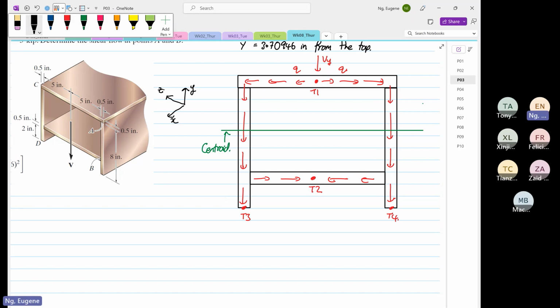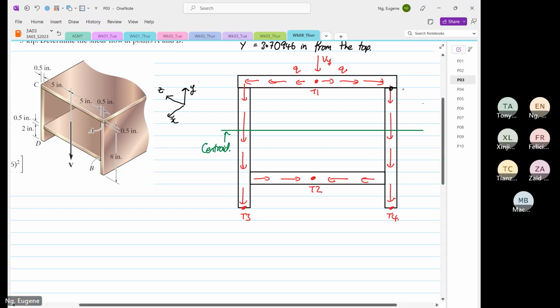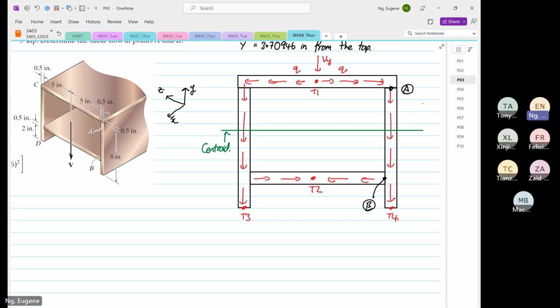So the location of point A is over here. And the location of point B is over here. Right? So that's where the question gets interesting. Okay. Point A is straightforward. So if we were to do the first moment of it, let's do the simple one first. Okay. Point B is a bit confusing.